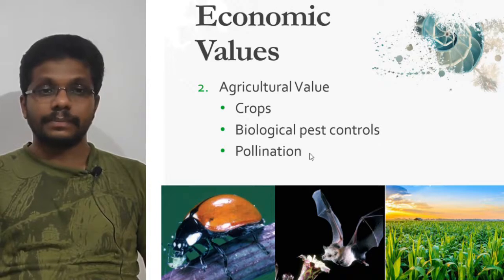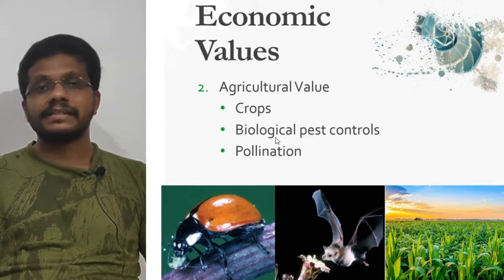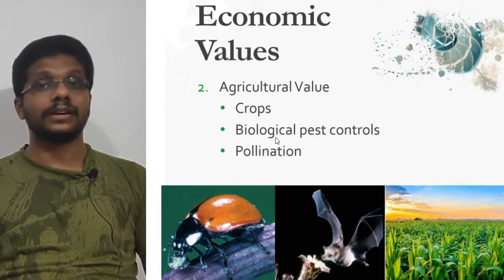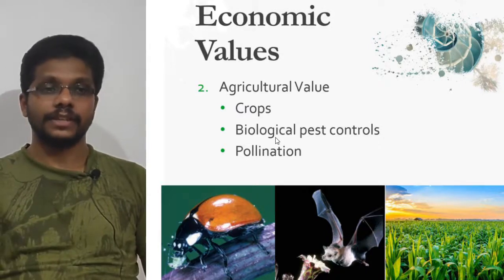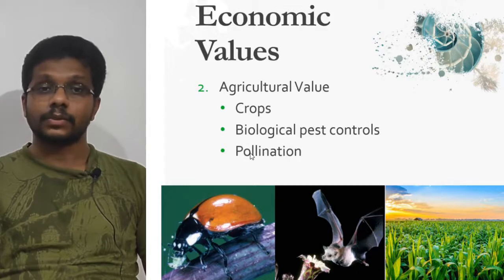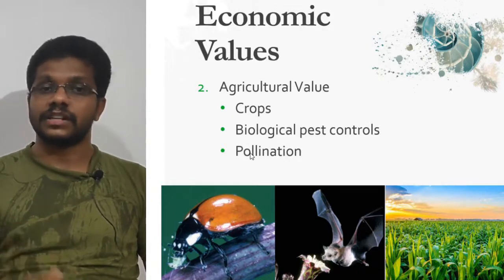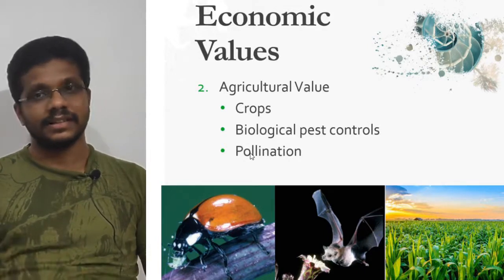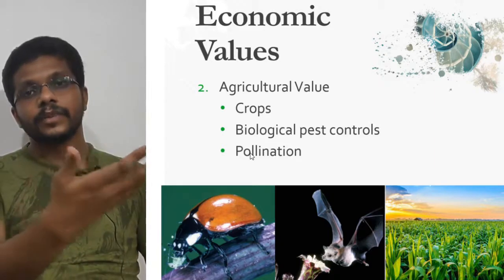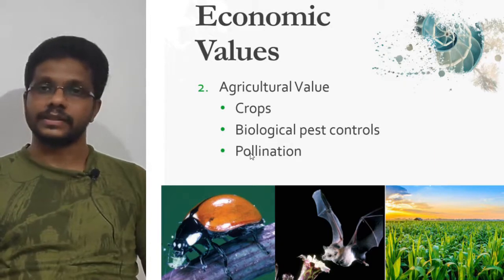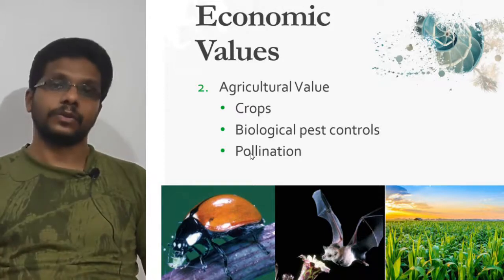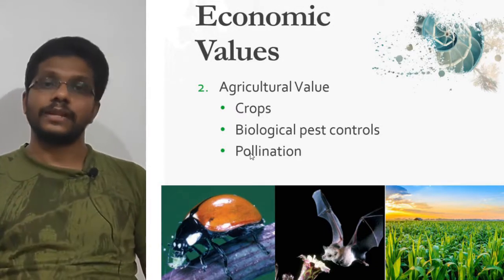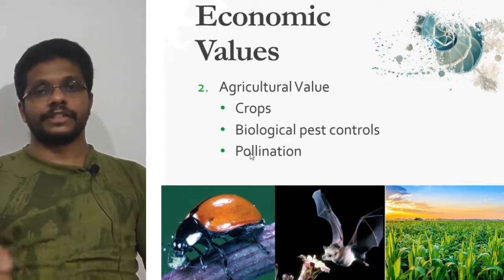Then we have the biological pest control measures. The predators and parasites are always controlling the population of pests in nature, and then the pollinators. Most of the pollinators, such as bees, wasps, butterflies, birds, and bats, are important to the productivity and yield of the crops. If there are no pollinators, the pollination will go down and the productivity will also go down. These are the agricultural values of biodiversity.